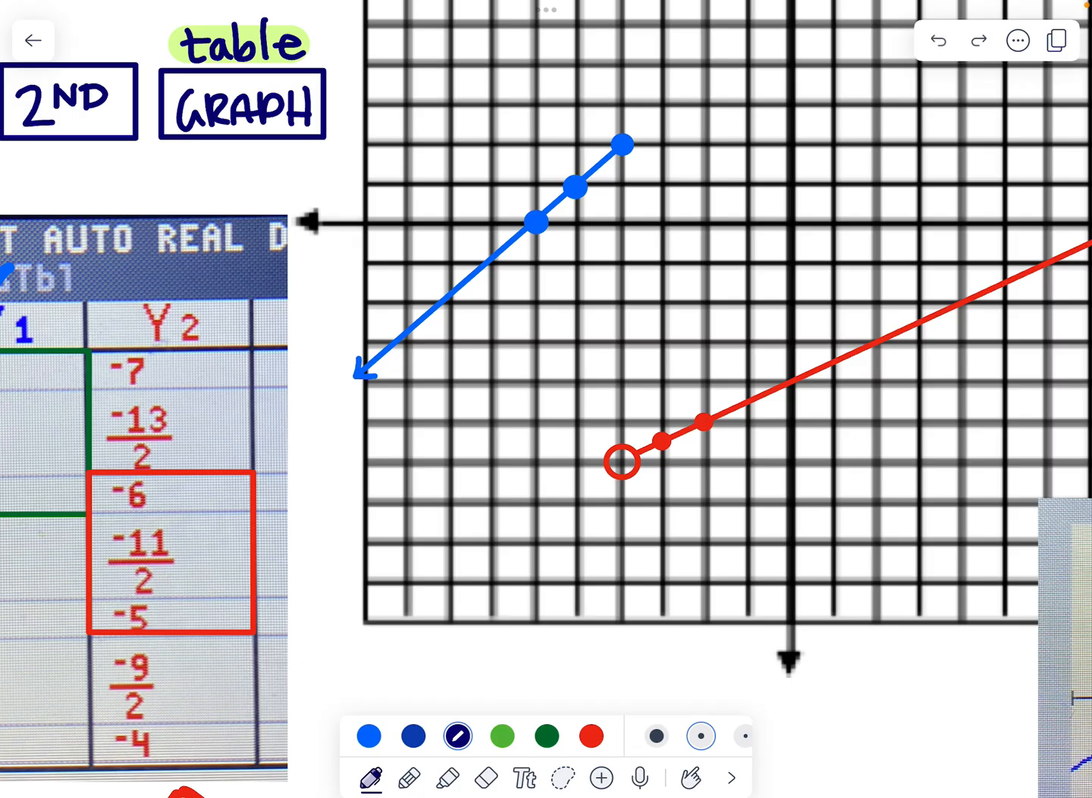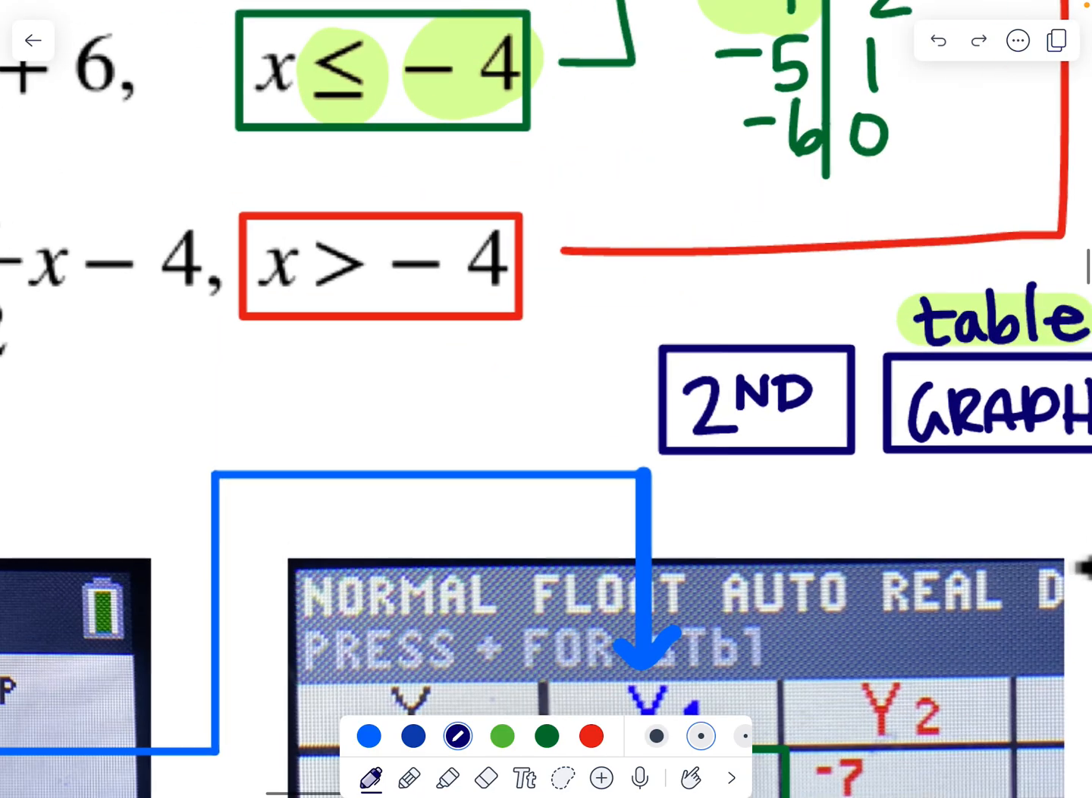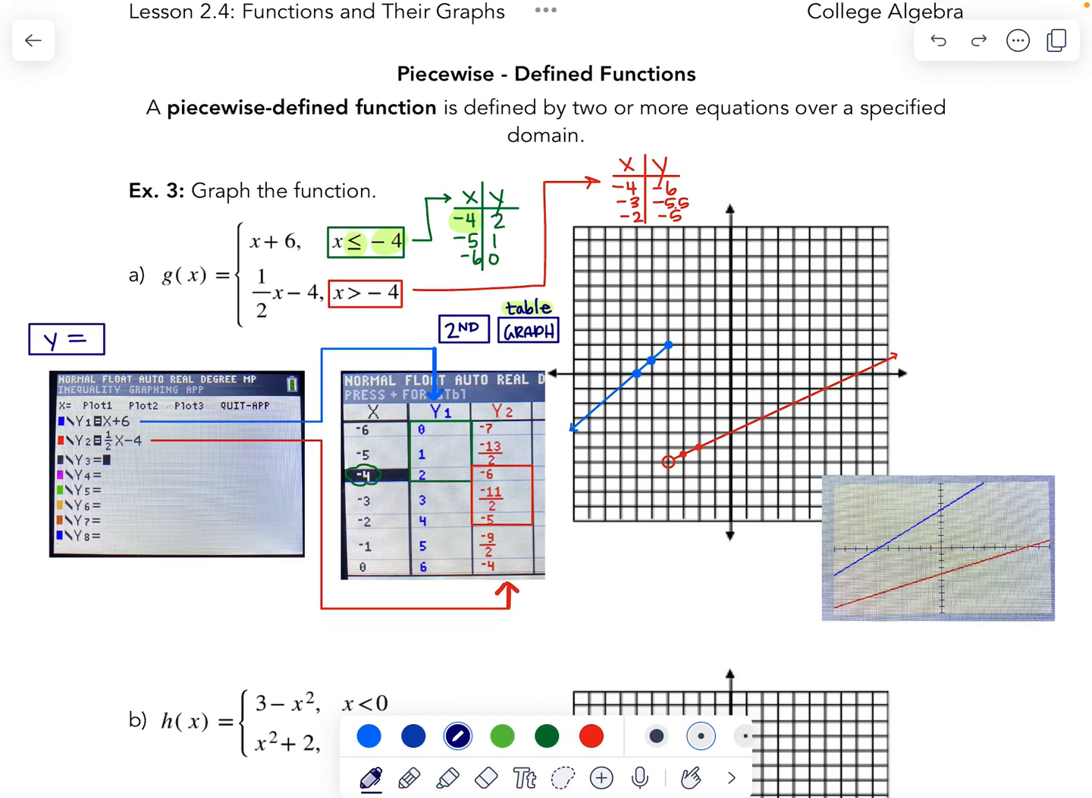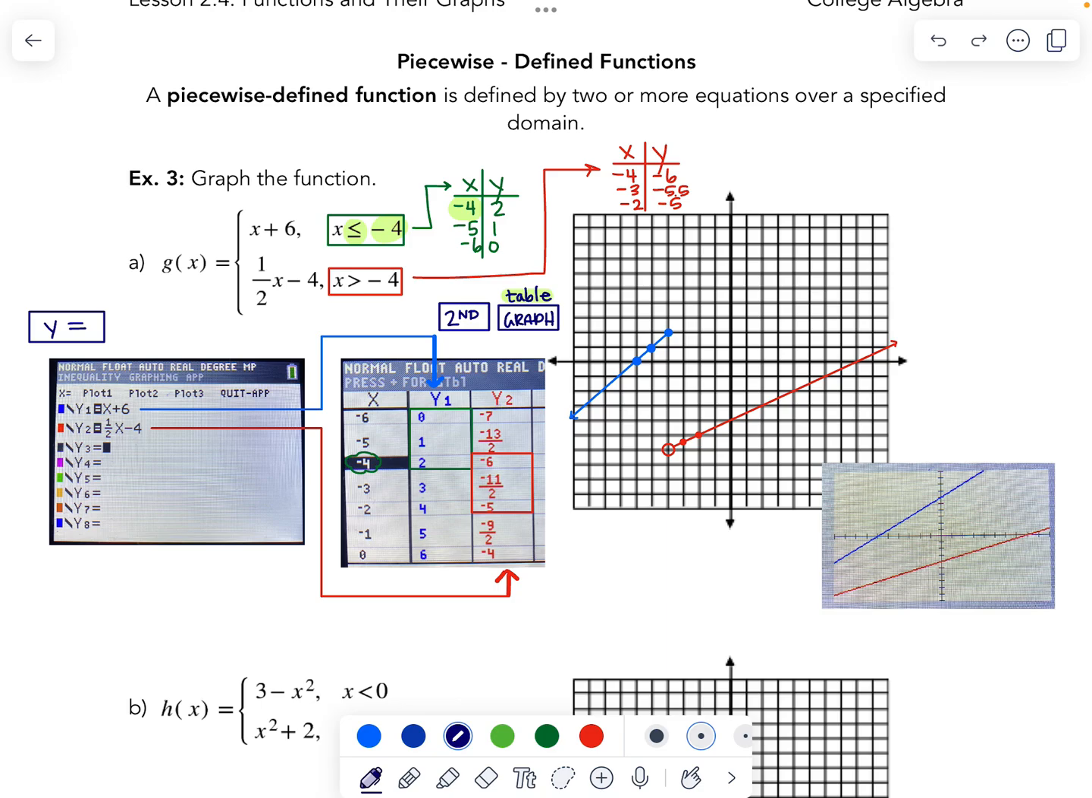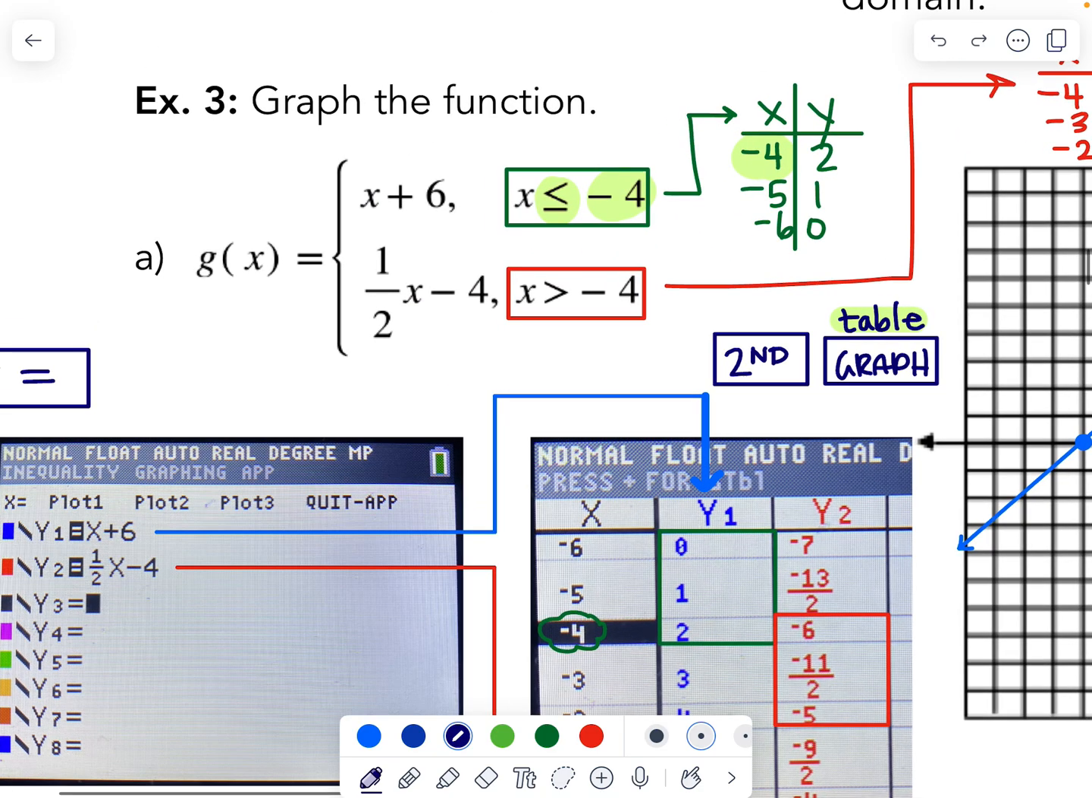But that's why we have a closed dot on one and an open dot on the other, because that's signifying the one with the or equal to and the one that doesn't have the or equal to. So that would be the piecewise function graph for this particular function.